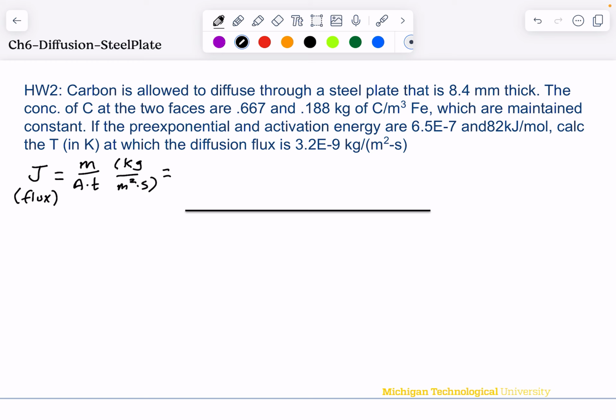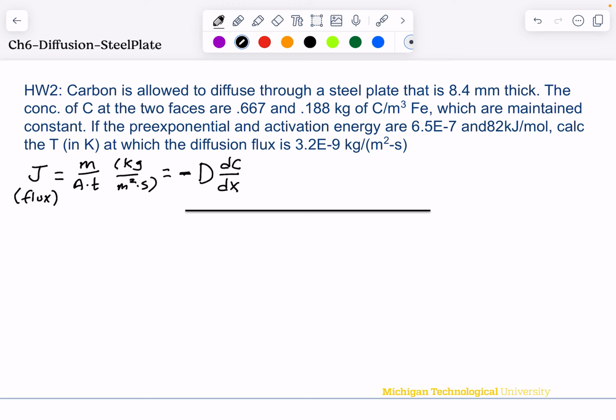And Fick's first law tells us that the flux is directly proportional to the diffusivity, or the diffusion constant. It's directly proportional to the concentration gradient, which is the driving force for atomic motion. And the direction of the atom motion actually goes in the opposite direction as the concentration gradient, which is why we have a negative sign. So that's a reminder. And then let's see if that's all we need to do this problem.